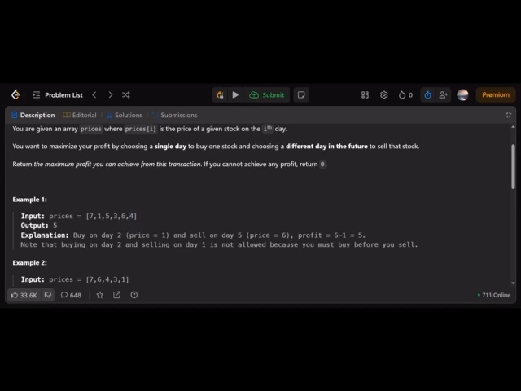Now what we have to find out is on which day I will get the most profit. How do you find profit? You take the selling price and subtract the buying price from it. For example, let's say I am buying it at the price of 7, and the next day I'm selling it for 1, then I get a loss of 6.